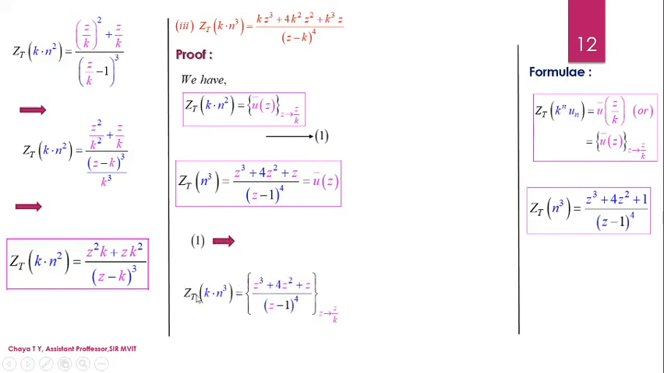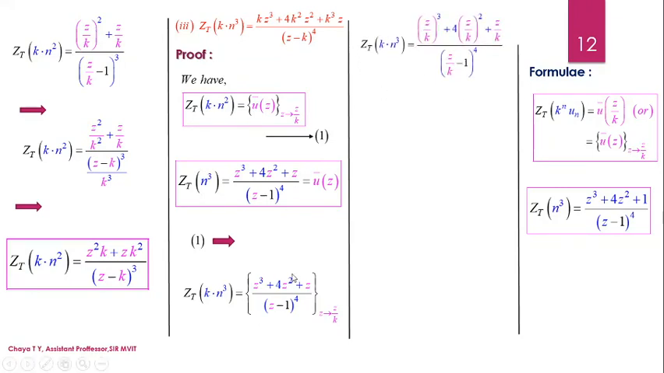Now consider equation 1 and substitute for the RHS. When I do this, we get the Z transformation of k^n times n cube as z cube plus 4 times z squared plus z divided by z minus 1 to the power 4, with z replaced by z divided by k. I have replaced z by z divided by k. So the RHS term becomes z by k the whole cube plus 4 times z by k whole squared plus z divided by k, whole divided by z by k minus 1 to the power 4.